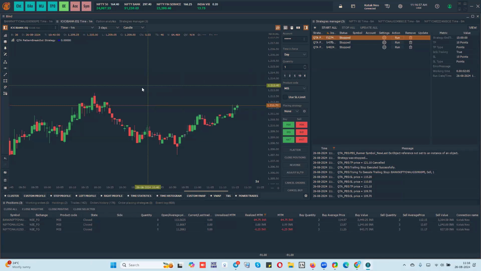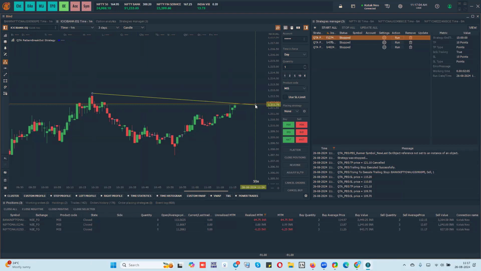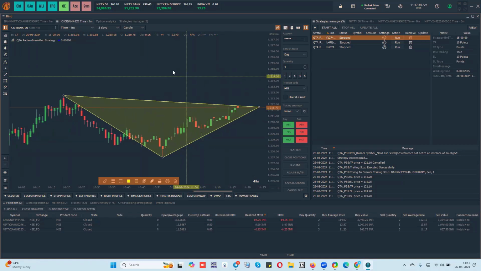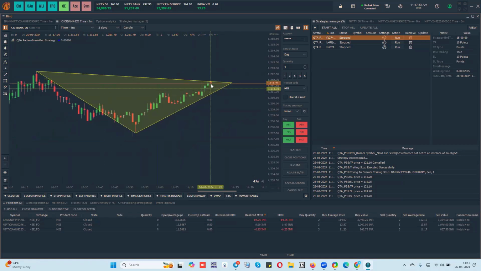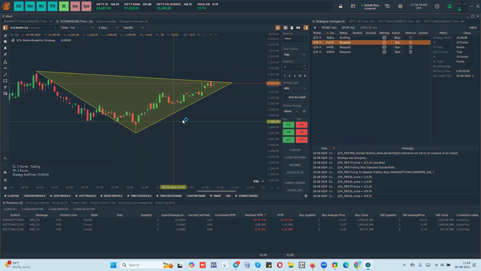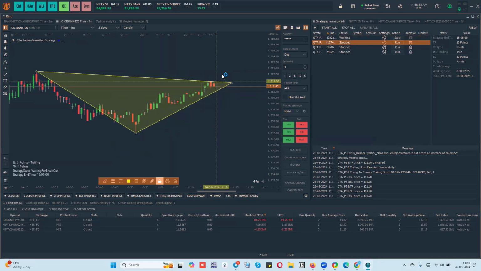So now let's go and create one triangle out here. So let's do a triangle, something like this. Okay. Now that I've created the triangle, if the triangle breaks below or upside, on both sides I want to trade. So that's why I've selected both the options. So yeah, now the strategy started.